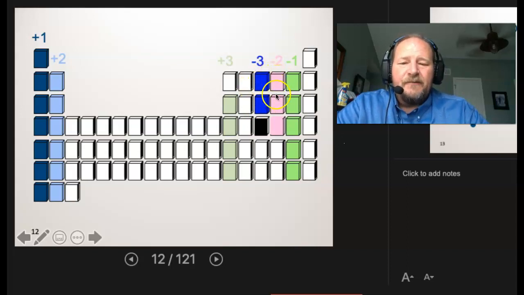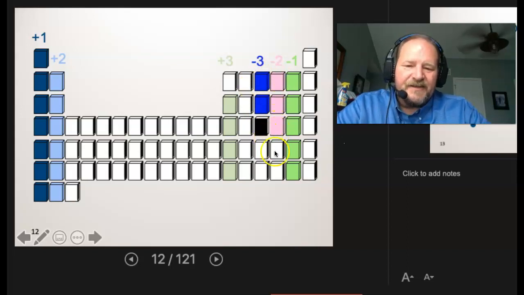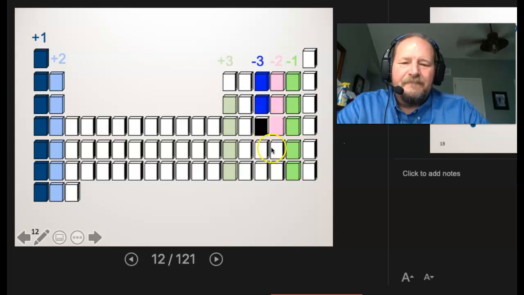For 6A, we have -2, again, until we get to that stair-step line. Then we start to do funny things. And then finally, once we get to 7A, it's back to normal. Everything in 7A is a -1.